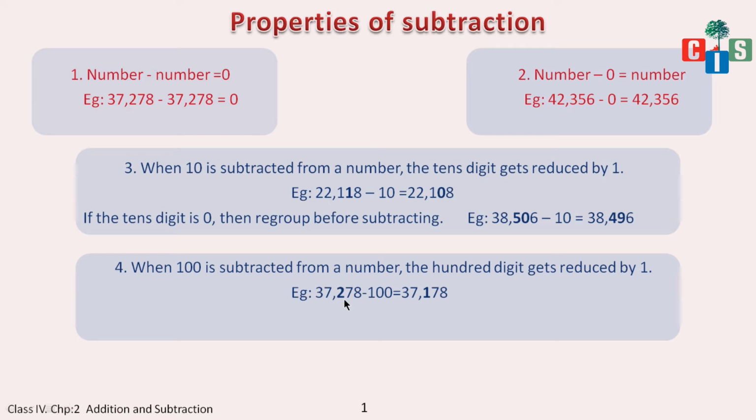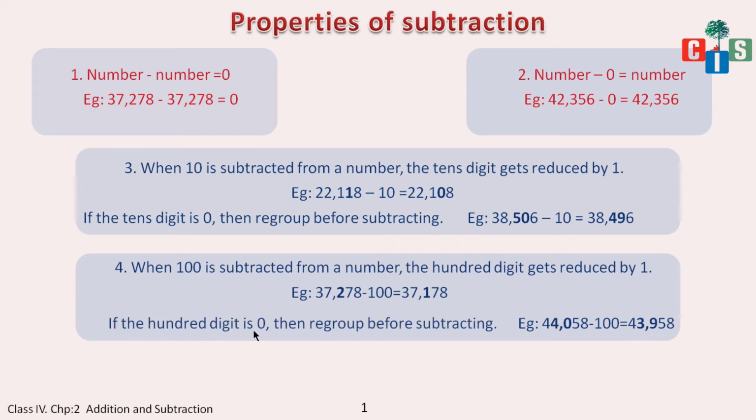Now what will happen if the hundreds digit is 0? What will you do? Obviously, you have to regroup it. So, let's have the example. 44,058. So, hundreds digit में 0 है. And you have to subtract 100 from it. Okay. So, this is 40 here. When 1 is reduced, you will regroup. 40 से कम 1 करोगे तो क्या मिलेगा? 39. Okay. Clear with it? So, if the hundreds digit is 0, then regroup before subtracting. Clear with it? This will help you to solve the mental maths questions, students.